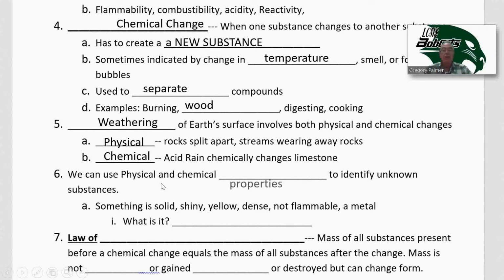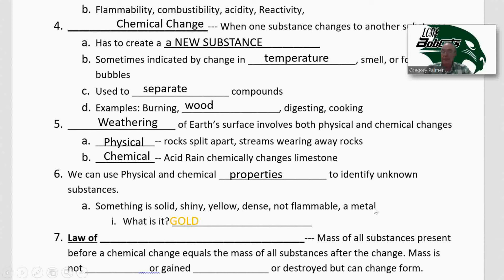Okay? We can use both physical and chemical properties to identify unknown substances. So for example, something is solid, shiny, yellow, dense. It doesn't burn, that's a chemical property, and it's a metal. Okay, what is it? It's gold.